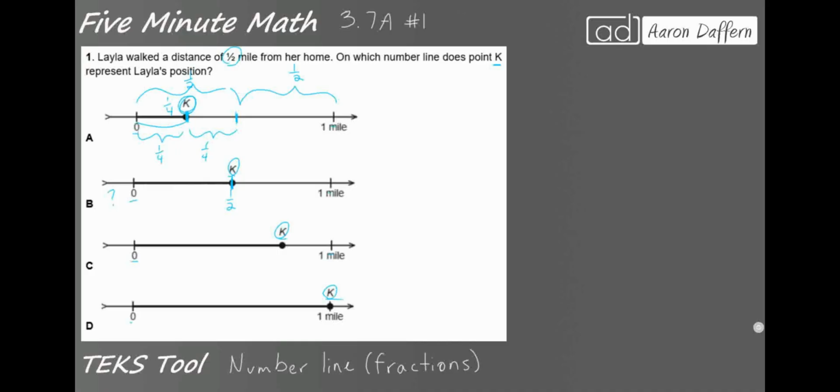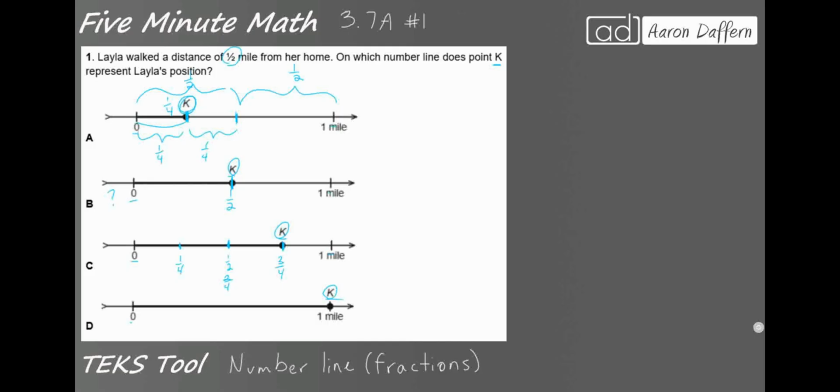It's going to be past 1/2, so I'm going to do the same thing, and I'm going to take my 1/2, and now I'm going to cut each half in half. And as you can see, it looks like I'm landing on my point K. So this is 1/4, 2/4. Looks like that point K right here is going to be 3/4.